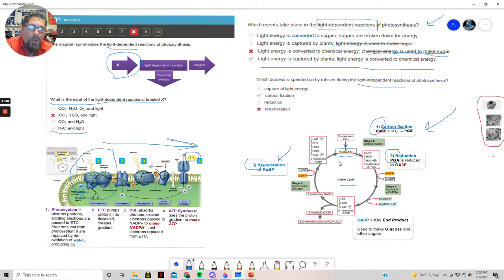In other words, it regenerates it, reestablishes it, refreshes it, whatever word you want to use there. Rebuilds it is probably the best word of all. But that's the regeneration, the remaking of the RuBP in order to get it ready to bond to the next carbon dioxide.